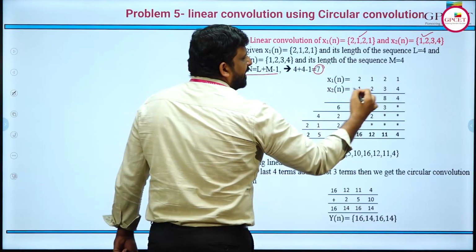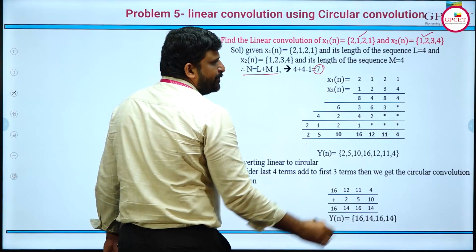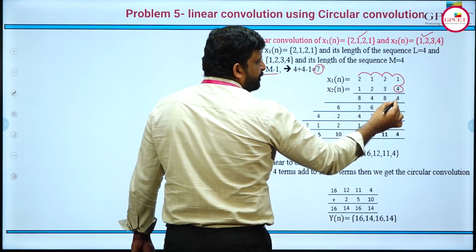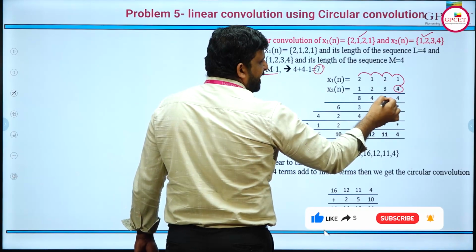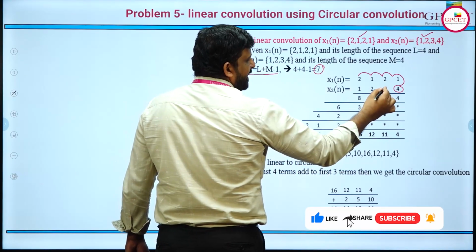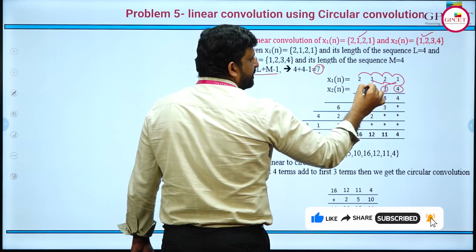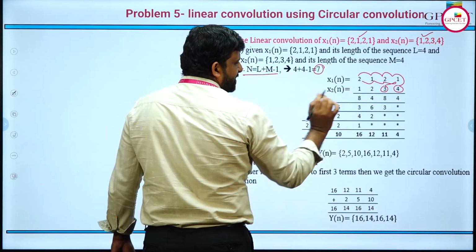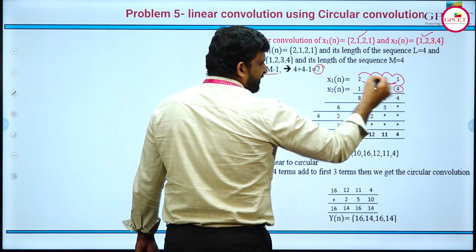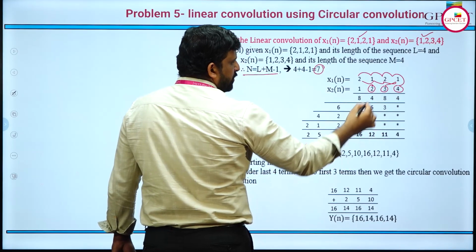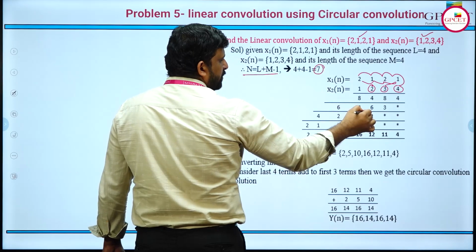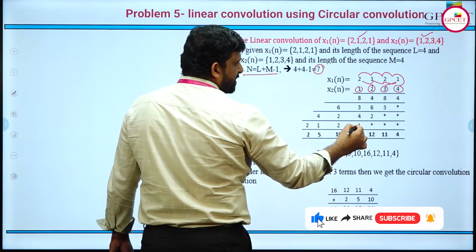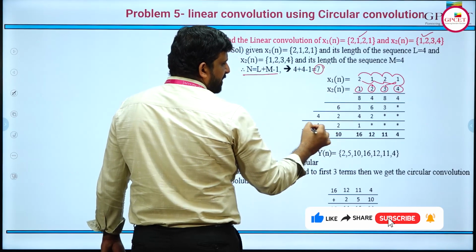So I have written the x1 of n and x2 of n sequences. First 4 is multiplied with all the terms. So I got 4 1s are 4, 4 2s are 8, 4 1s are 4, 4 2s are 8. Then 3 is multiplied with all the terms. So 3 1s are 3, 3 2s are 6, 3 1s are 3, 3 2s are 6. Similarly, 2 is multiplied with all the factors. 2 1s are 2, 2 2s are 4, 2 1s are 2, 2 2s are 4. And finally, 1 is multiplied with all the factors, that is 1 1s are 1, 1 2s are 2, 1 1s are 1 and 1 2s are 2.